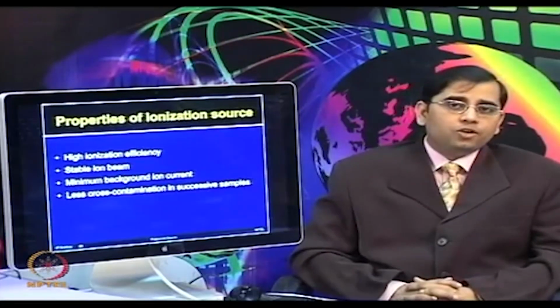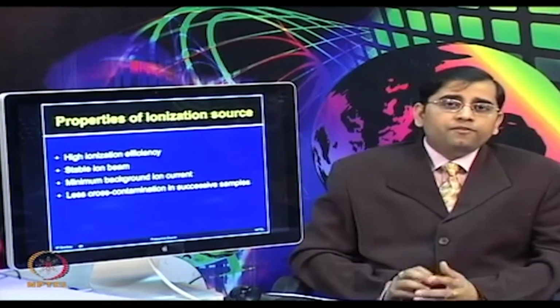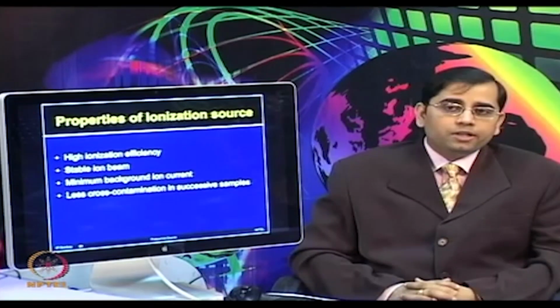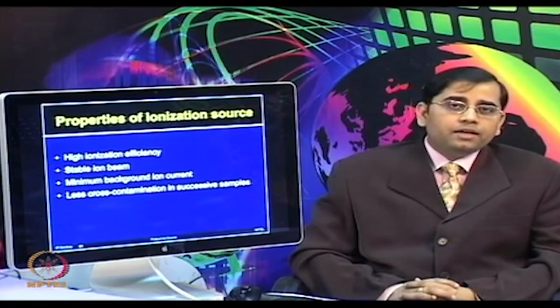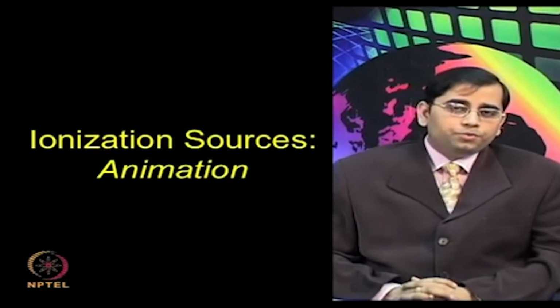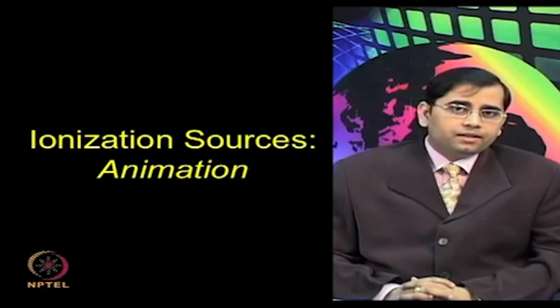What are the different properties of an ionization source? The main function of an ion source is to convert sample molecules or atoms into gas phase ion species. Now, in the animation, I will show you the two most commonly used soft ionization methods, MALDI and ESI.